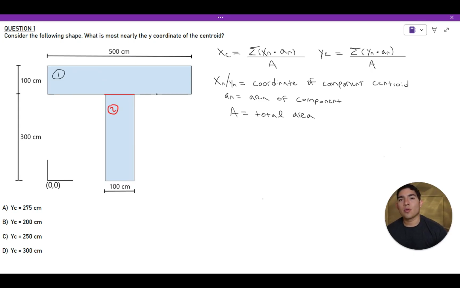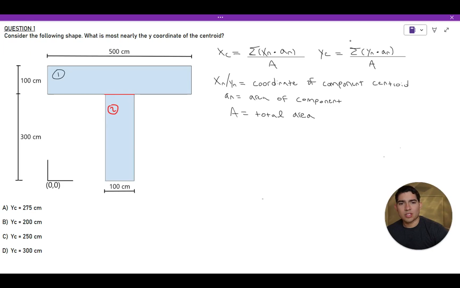The way the formula works is we're going to sum up the x or y coordinate for each component multiplied by the area of that component and divide the entire thing by the total area of our shape. That is the basics of how we're going to solve these problems. It'll make a lot more sense once we solve one of these step by step. So let's start doing that. In this case, we only need to find the y-coordinate for the centroid of this shape, so we don't need to worry about the x-coordinate at all.